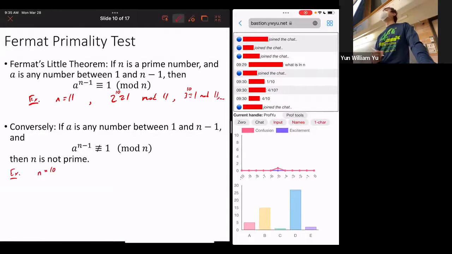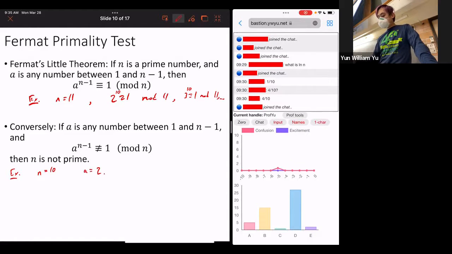let's say n is equal to 10. I want to prove that 10 is not prime. There are a number of ways you could do it. You could just factor it. But if it were a really big number, it might be really hard to factor it. And so instead, if I tell you that I'm going to choose the number 2, so I'm going to choose a is equal to 2.